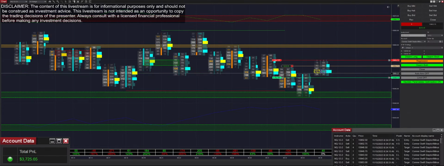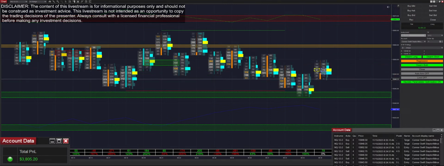Got filled short here. Awesome. Another win for the day, up to 3,800.